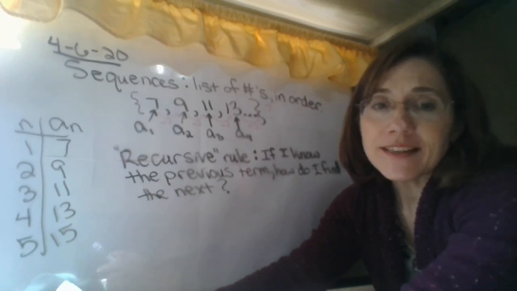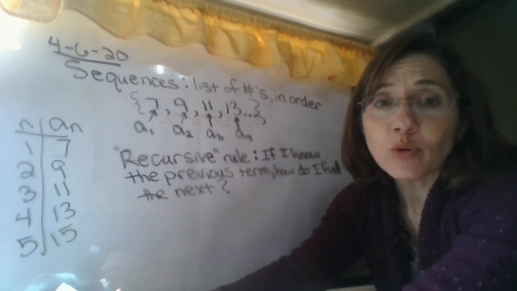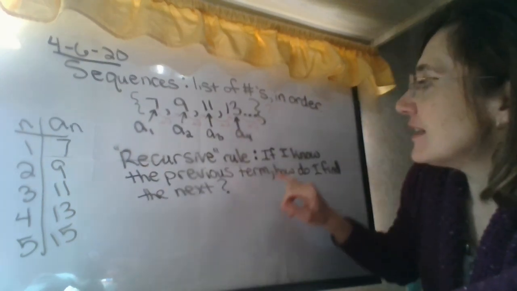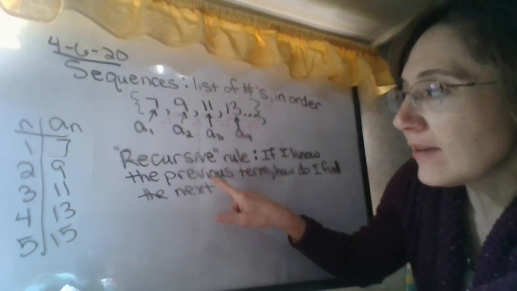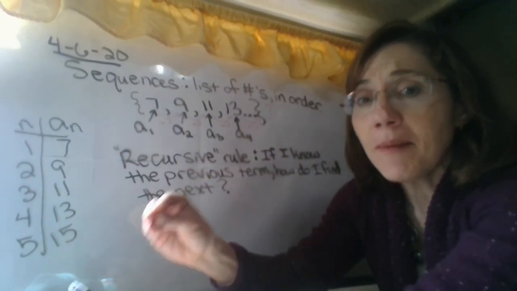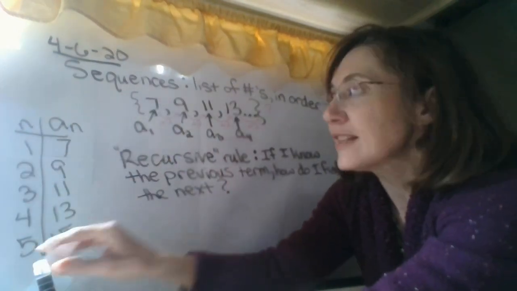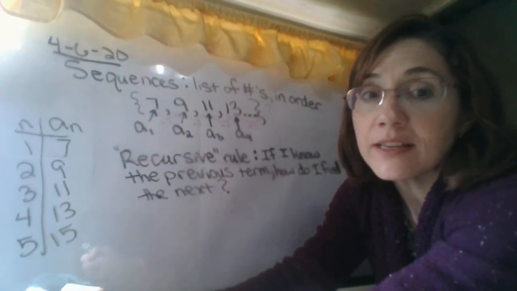So, new terminology. When we write equations for sequences, we have two types. We have recursive rules, and what that means is if I know the previous term, how do I find the next? If I tell you where I'm at, can you figure out what the next step is? And then the next step. That's what it means if we're looking for a recursive rule.